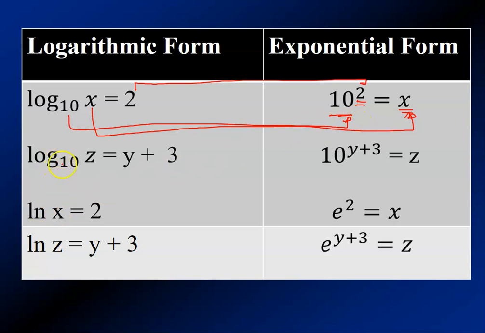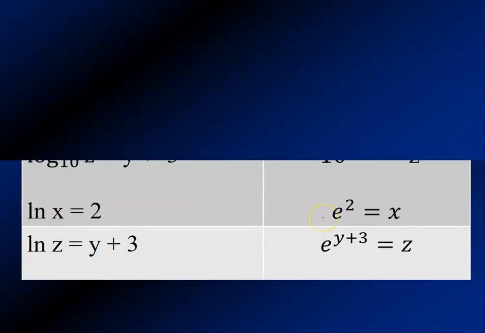Let's just skip the second one and go to the third one. ln x is base e, right? So ln x is also equal to log x base e. Therefore the base here is e, the exponent here is 2, and we're looking for the value of x, which is this one.